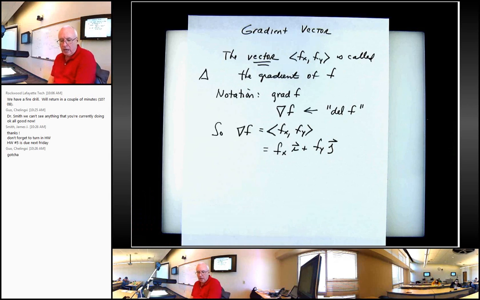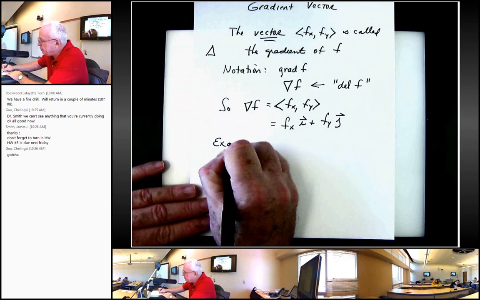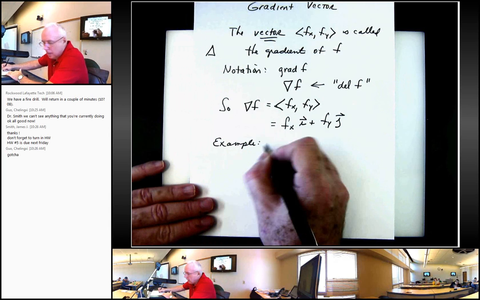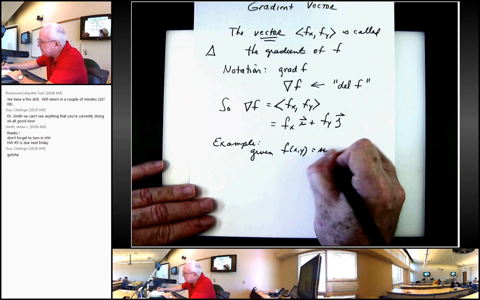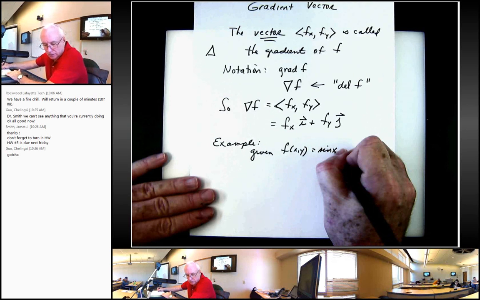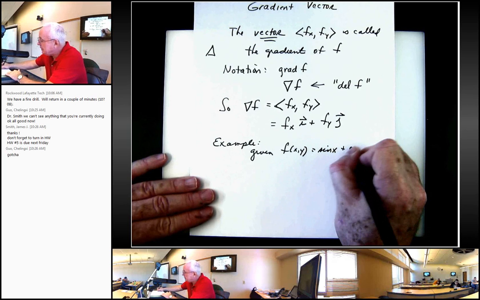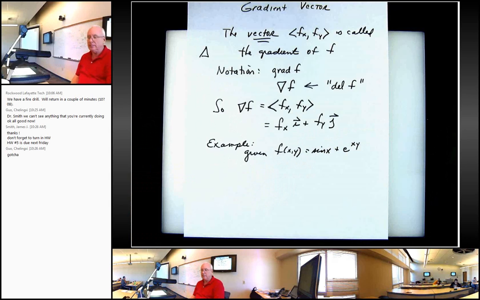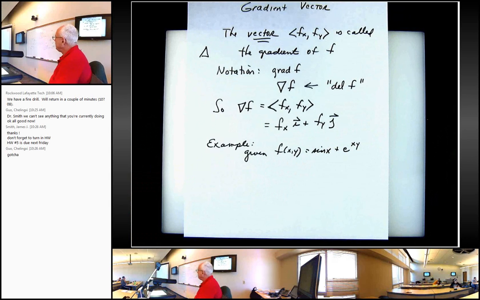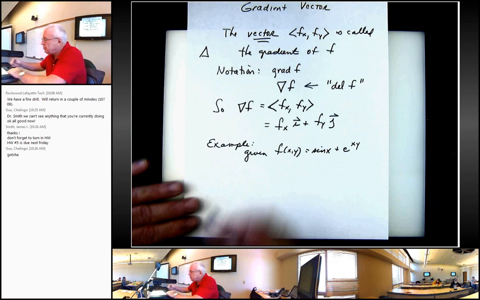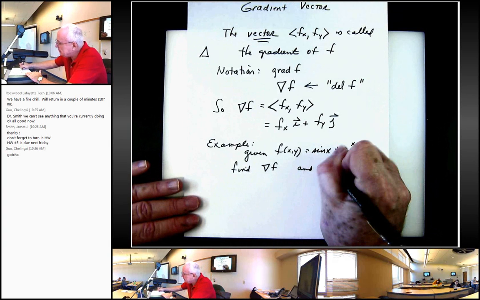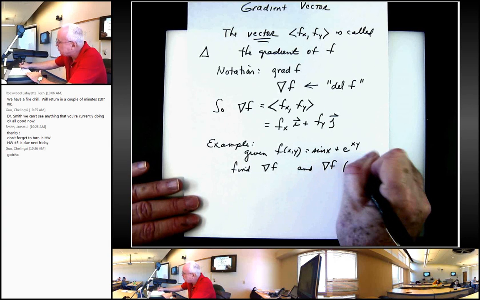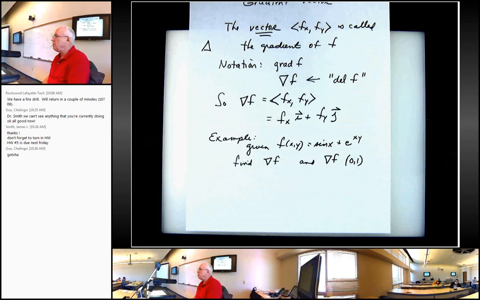Okay. So first thing, we're just going to compute the gradient. That's the first example we're going to have. So, example: we're given f(x, y) equal to the sine of x plus e to the xy. Oh, interesting kind of function, combining those two things. And what we're asked to do is find the gradient, del f, and let's find the gradient at a specific (x, y) point, del f(0, 1).